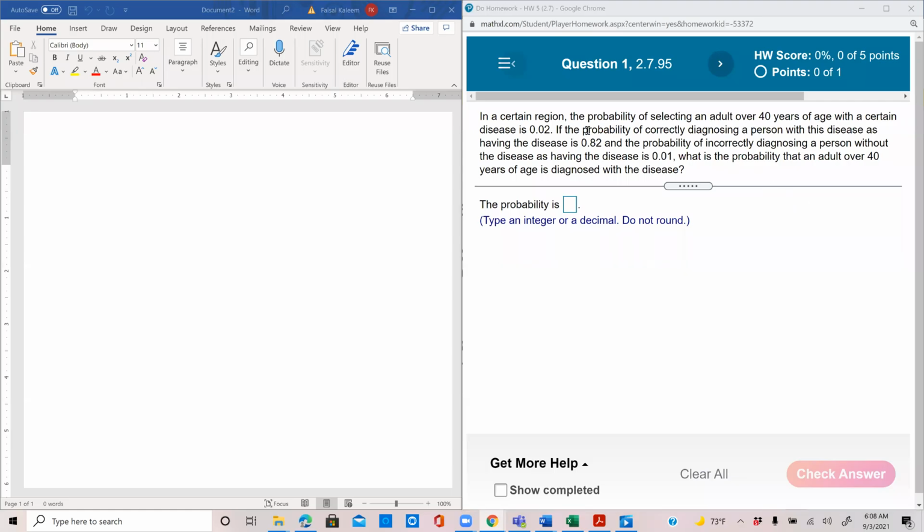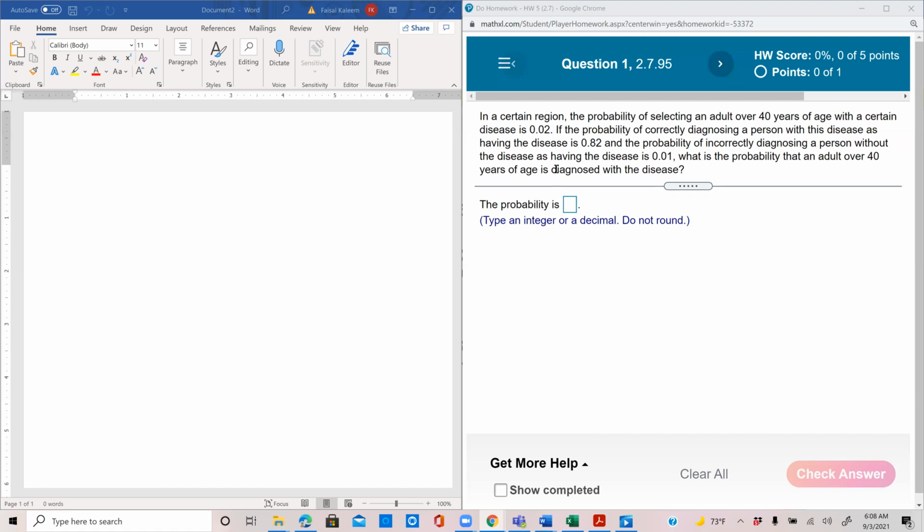In a certain region, the probability of selecting an adult over 40 years of age with a certain disease is 0.02. If the probability of correctly diagnosing a person with this disease as having the disease is 0.82, and the probability of incorrectly diagnosing a person without the disease as having the disease is 0.01, what's the probability that an adult over 40 years of age is diagnosed with the disease?